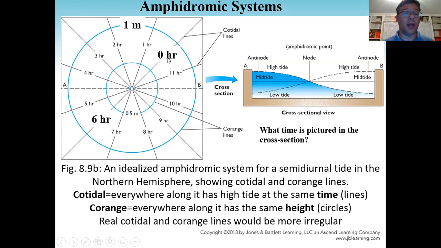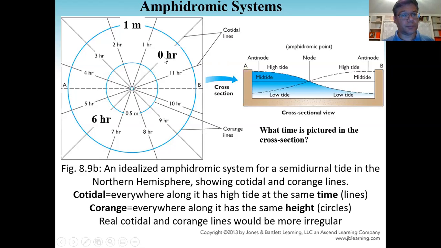And so here, okay, 0 hours, that's our starting point. An hour later, along here has high tide. 2 hours later here, 8 hours, it's along there. And then 11, 12, we're going back around. So this is evidently some place that has either semi-diurnal or a mixed pattern, because it completes the cycle in just over 12 hours rather than 24.